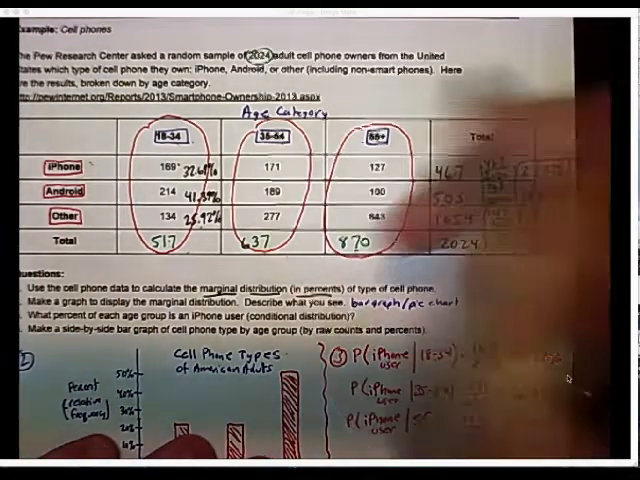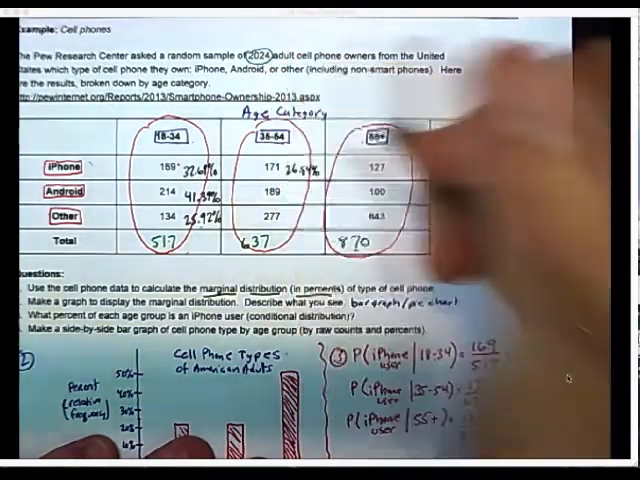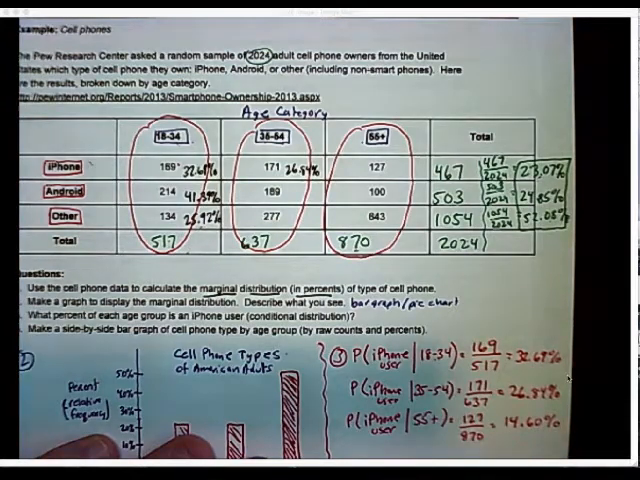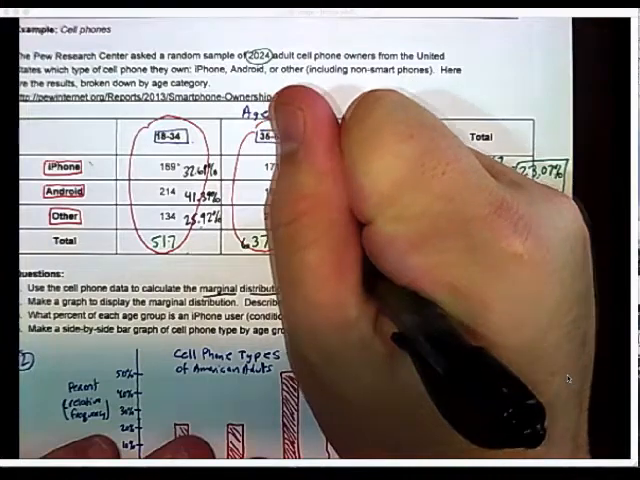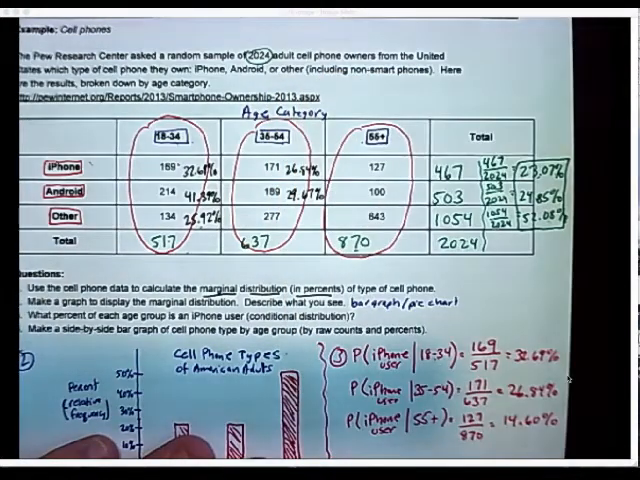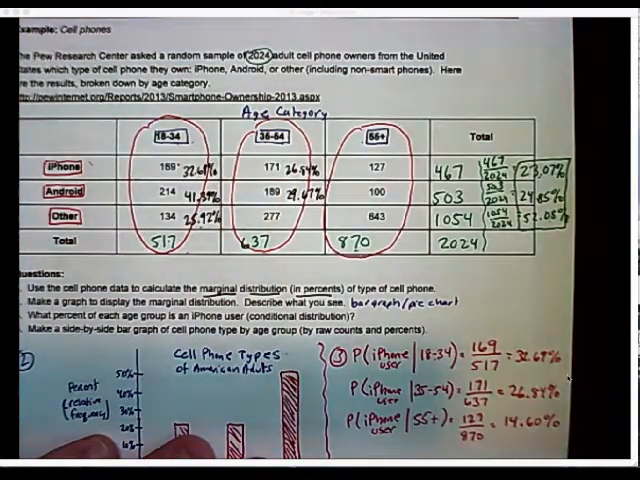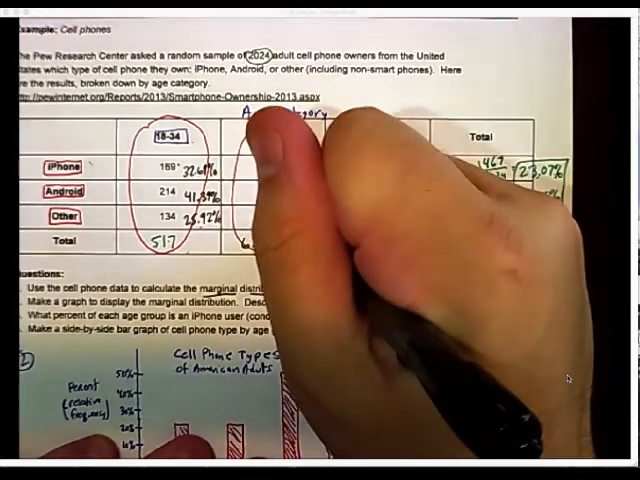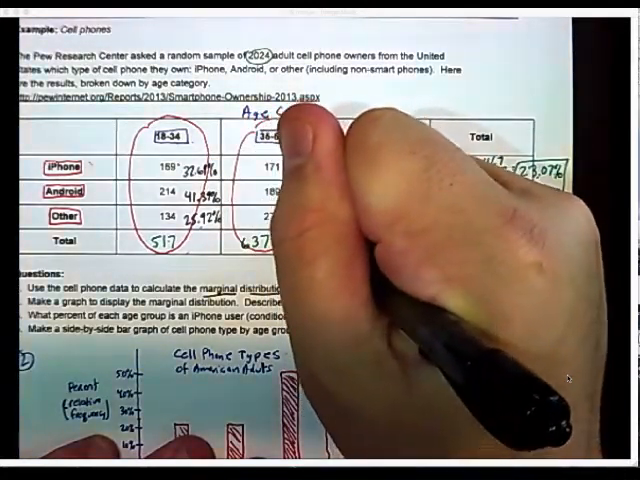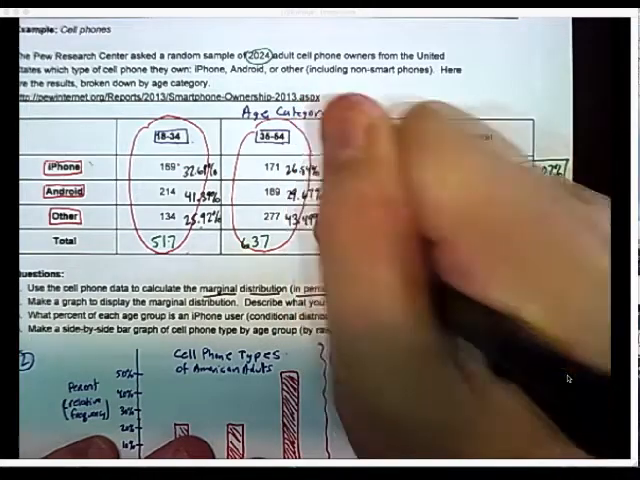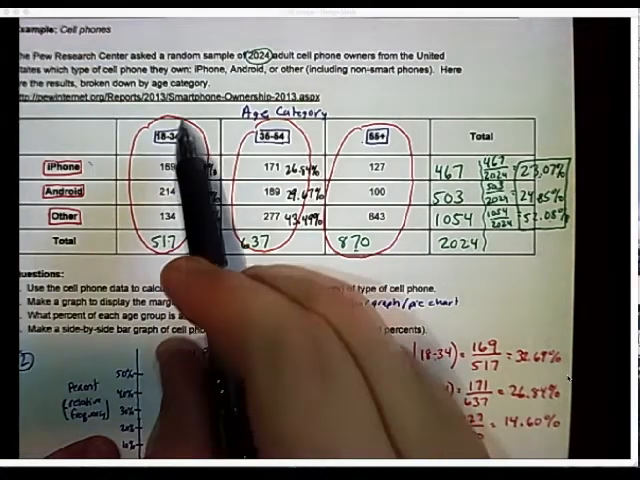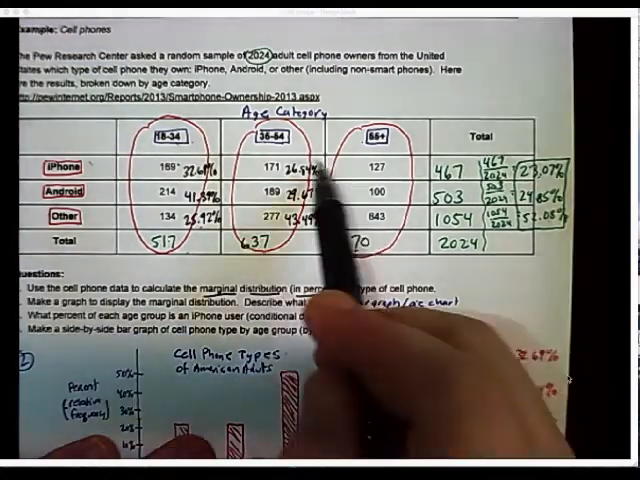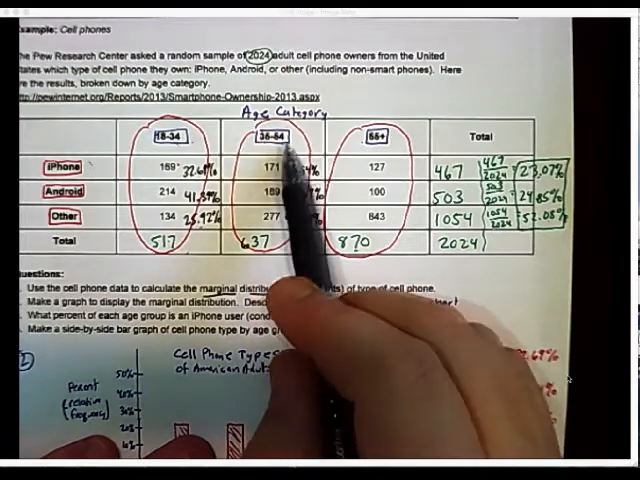We already know the first one is 26.84%. Then if I do 189 divided by 637, I get 29.67%. And 277 divided by 637 is 43.49%. These three numbers do add up to 100% because they make up 100% of this entire age group. Same thing here. These three add up to 100 because they make up 100% of that age group.